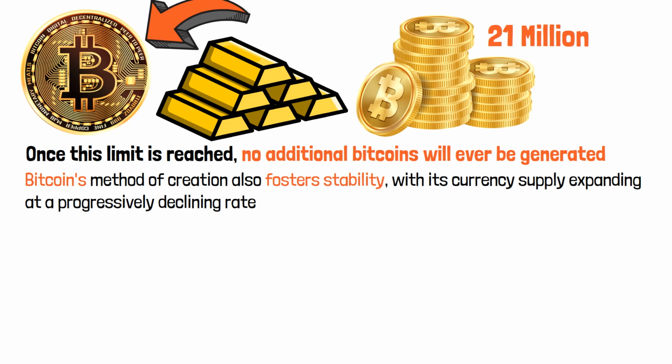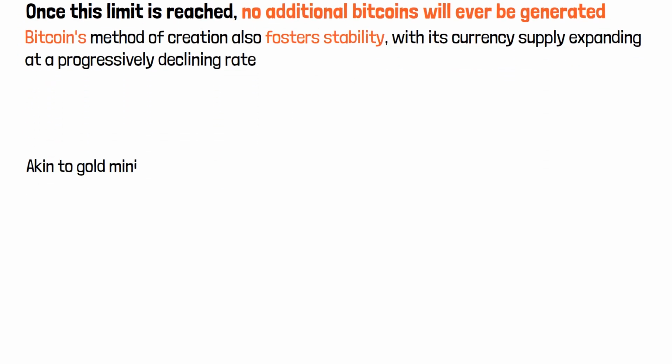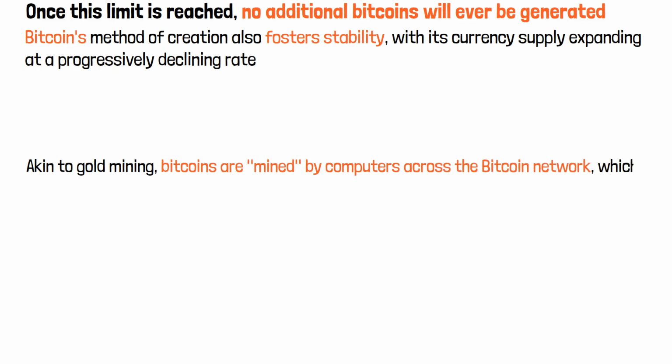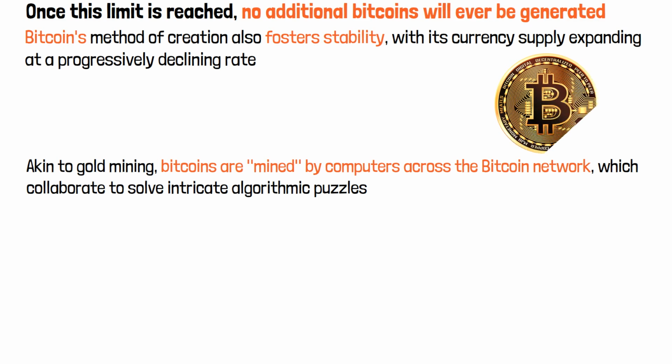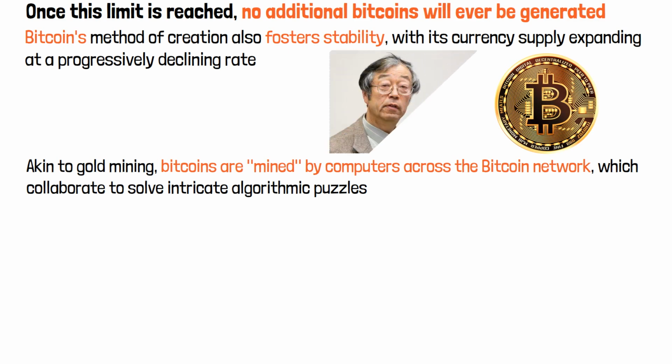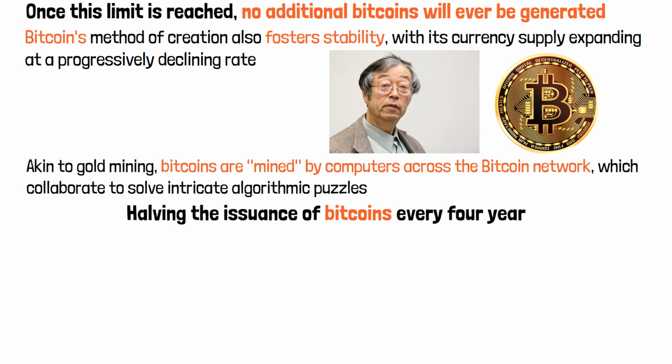Here's how it operates. Akin to gold mining, Bitcoins are mined by computers across the Bitcoin network, which collaborate to solve intricate algorithmic puzzles. Upon successful completion, the participating computers, or miners, are rewarded with Bitcoins. To mitigate sudden influxes, Bitcoin's creator, Satoshi Nakamoto, incorporated a fail-safe, having the issuance of Bitcoins halve every 4 years.